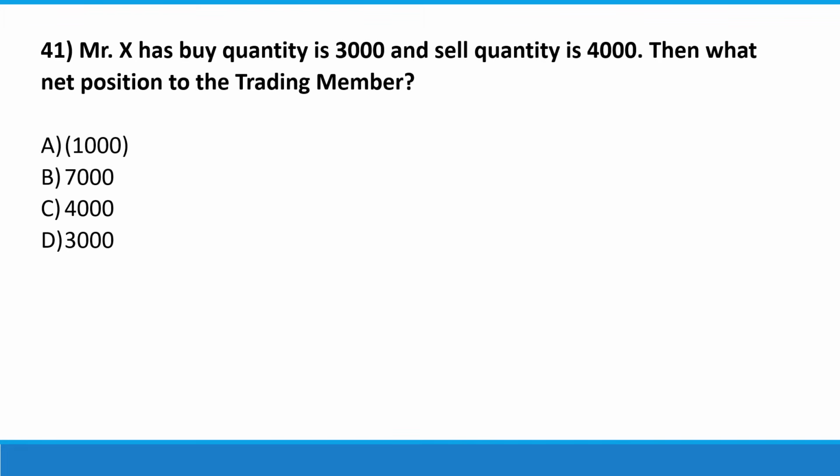Mr. X has buy quantity of 3000 and sell quantity of 4000. Then what is the net position to the trading member? Option A, minus 1000, option B, 7000, option C, 4000 and option D, 3000. The correct answer is option A, minus 1000.